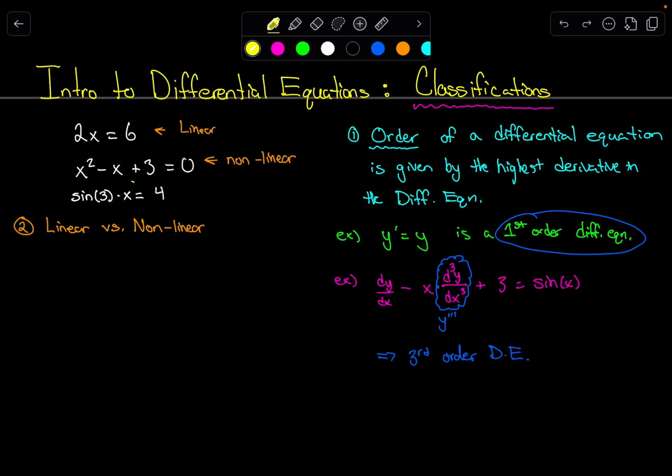And x is still raised to the first power, so this is still a linear equation, because even though there's sine of 3 here, relatively speaking, sine of 3 is just a number. Even though it looks crazy, this sine of 3 has nothing to do with the variable that we're solving for. So even though the sine function itself is nonlinear, sine of 3 is just a number, and it doesn't affect the linearity of this relatively simple algebra problem that we have here.